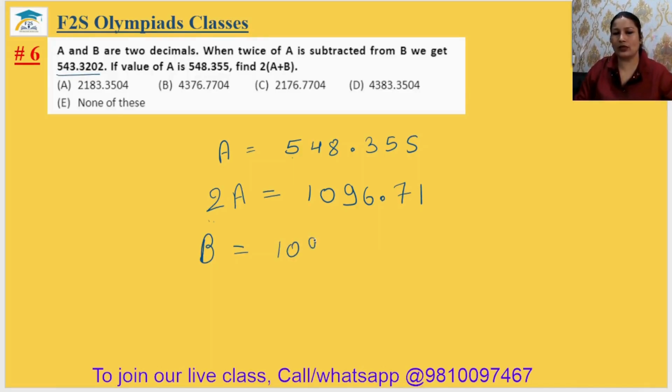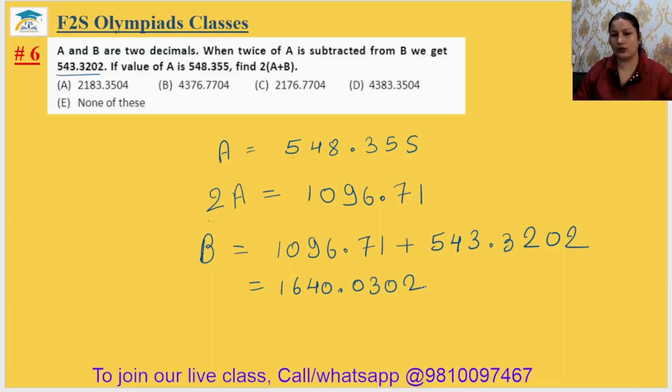So 1096.71 plus 543.3202. Okay, so just add it. 543.3202. So you will get 1640.0302. Now we have to find 2 into A plus B.